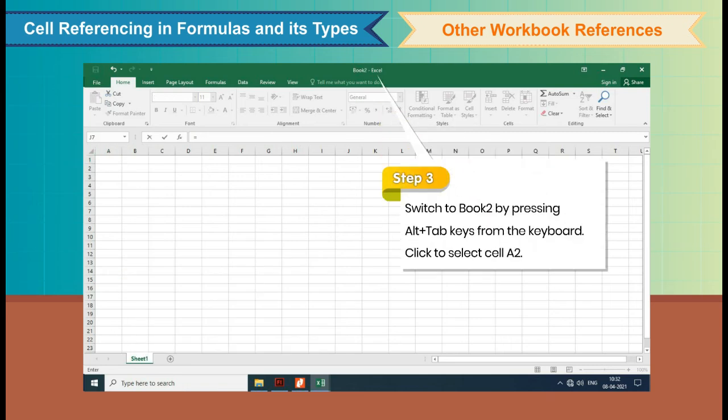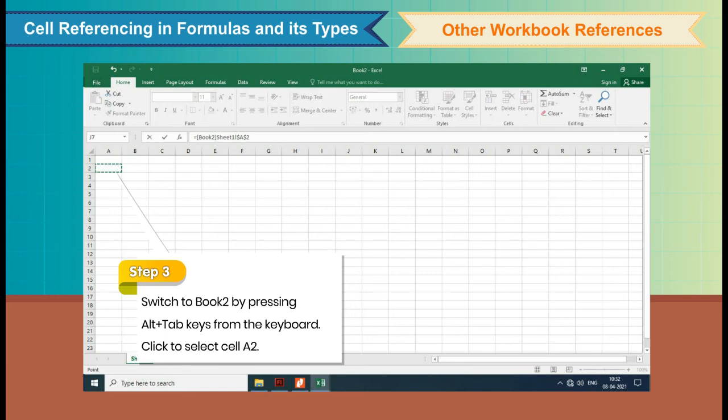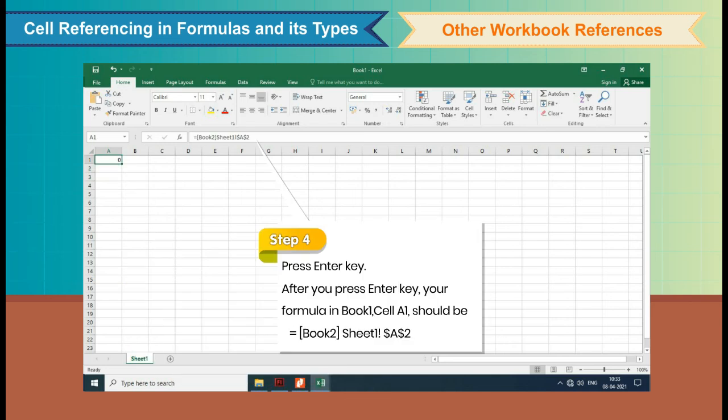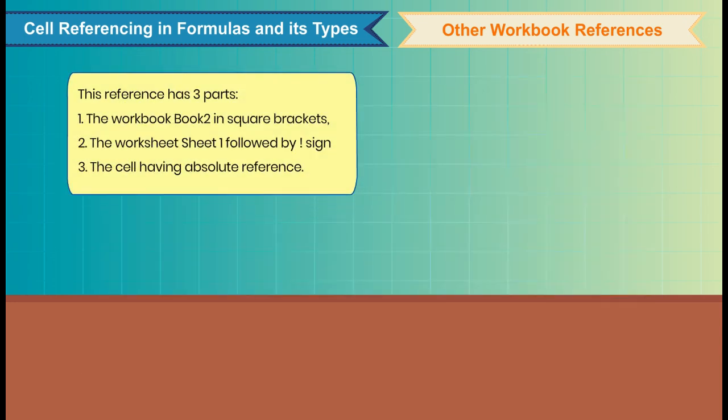Step 3. Switch to Book2 by pressing Alt plus Tab keys from the keyboard. Click to select cell A2. Step 4. Press Enter key. After you press Enter key, your formula in Book1, cell A1 should be =[Book2]Sheet1!$A$2.